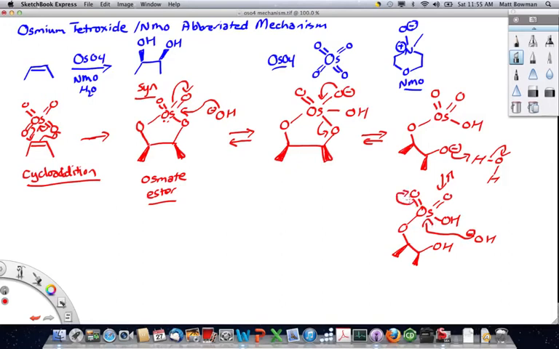Electrons go up onto the oxygen, like so. And then the electrons come back down, and they kick an OH off. Then you go right back where you started from. Or they can kick this OR group off.